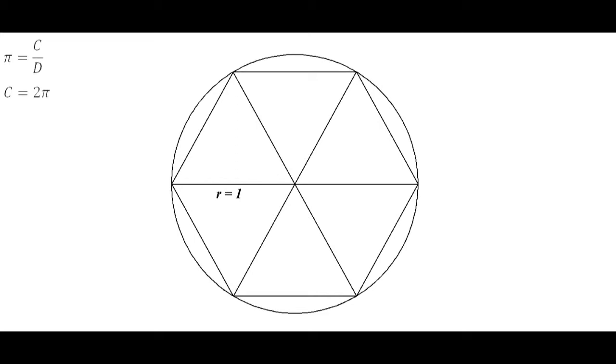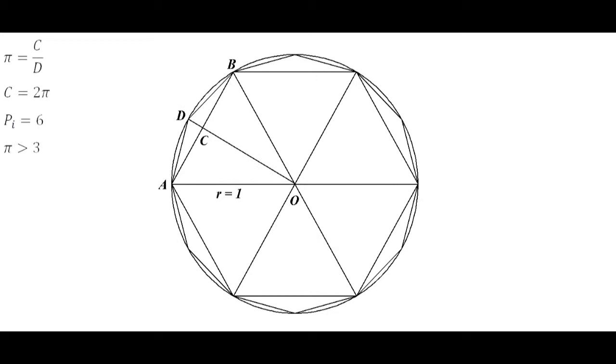This makes the perimeter of the hexagon equal to 6, so we know that the circumference of the circle is slightly greater than 6. So we also know that pi is slightly greater than 6 divided by 2, which equals 3. Now we're going to add a 12-sided polygon to the figure.